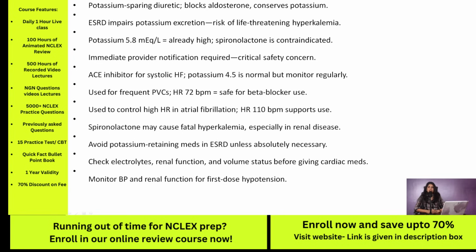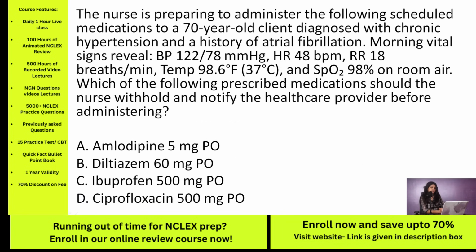Stay focused. Question 22 is on the way, and it's another critical test of safe medication administration. The nurse is preparing to administer the following scheduled medications to a 70-year-old client diagnosed with chronic hypertension and a history of atrial fibrillation. Morning vital signs reveal a blood pressure of 122 over 78 millimeters of mercury, a heart rate of 48 beats per minute, a respiratory rate of 18 breaths per minute, a temperature of 98.6 degrees Fahrenheit or 37 degrees Celsius, and an oxygen saturation of 98% on room air.